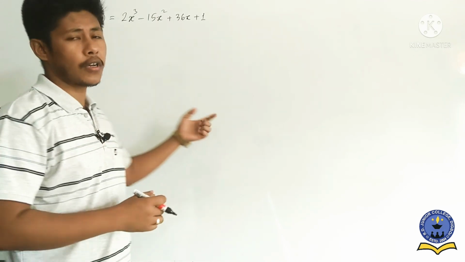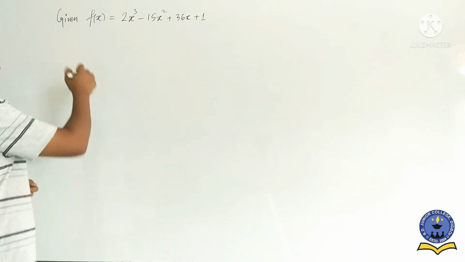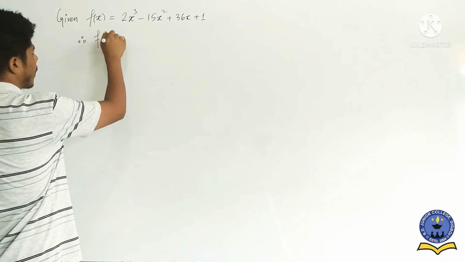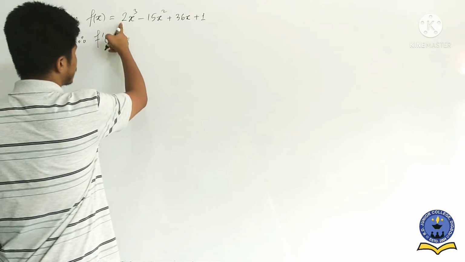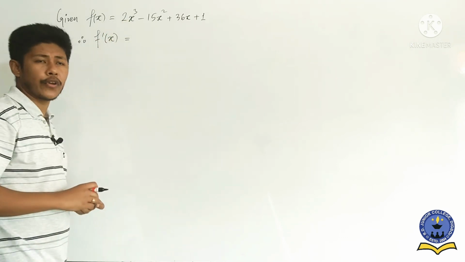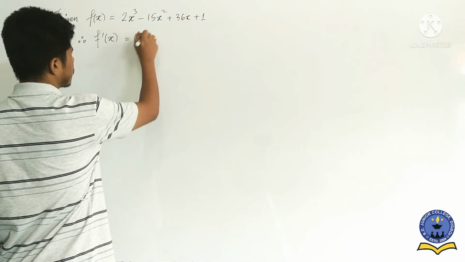All of you know what you have to do. First of all we have to differentiate this function. If you differentiate it, f dash of x: here you see 2x cubed, 2 is a constant term, d/dx of x cubed equals 3x squared. So 3 times 2 is 6, so simply here we write 6x squared.